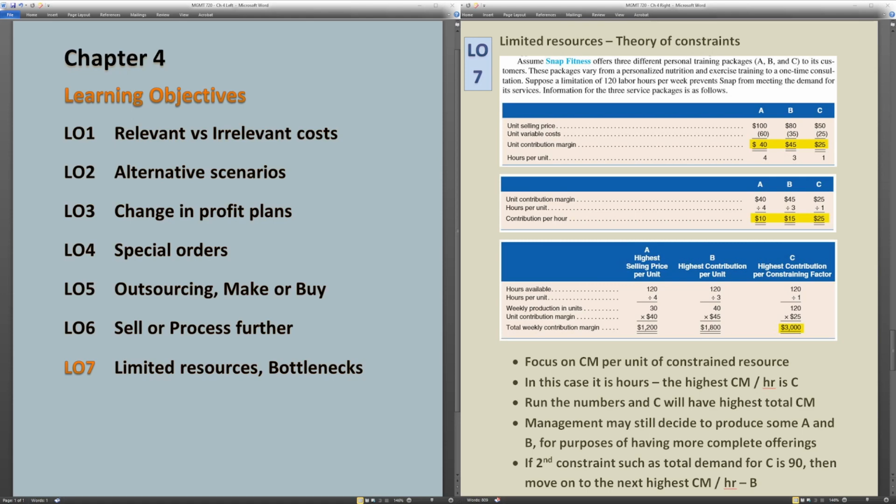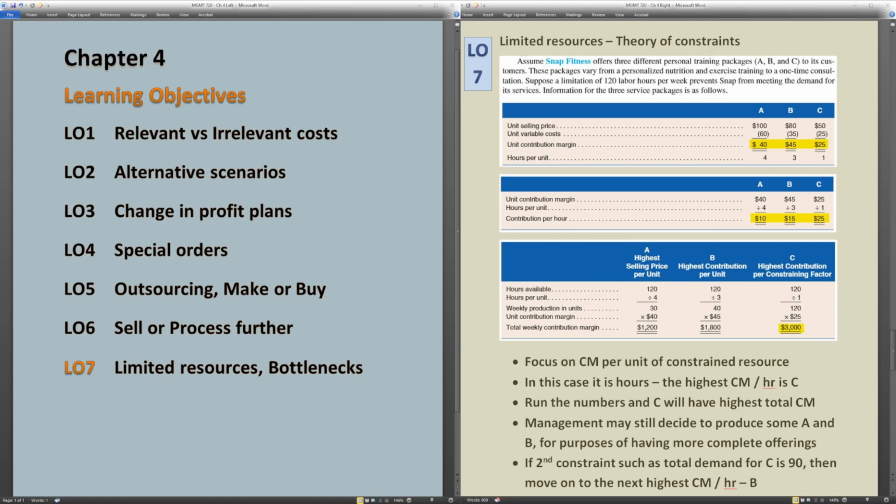Sometimes there's a second constraint that's entered in. So let's say the first constraint is 120 labor hours, and you run through and say, okay, I can produce 120 of C and make $3,000. But what if the second constraint is there's only demand for 90 of C per year or per week or whatever it is. Then it still makes sense to produce up to the second constraint. We're going to produce up to 90 of C to maximize that.